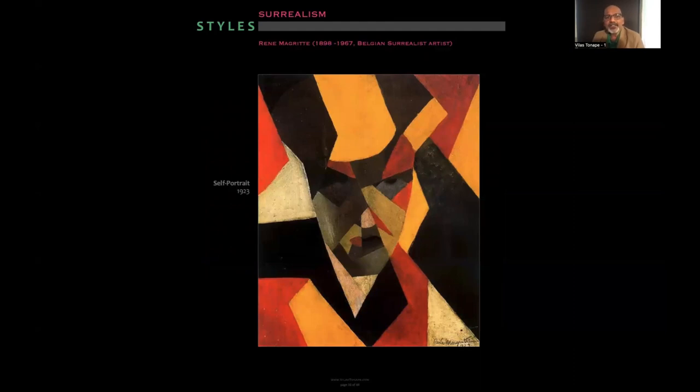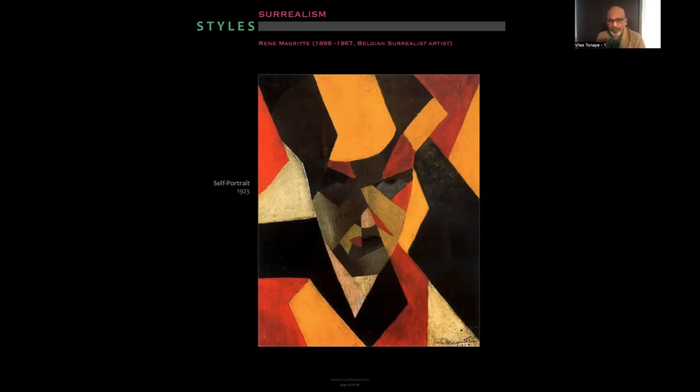Another surrealist artist here is René Magritte. As strange as it may sound, this one is not a surrealist painting. This one is a cubist painting. But for some strange reason, René Magritte, who was a surrealist artist, did his self-portrait technically in the fashion of cubism.